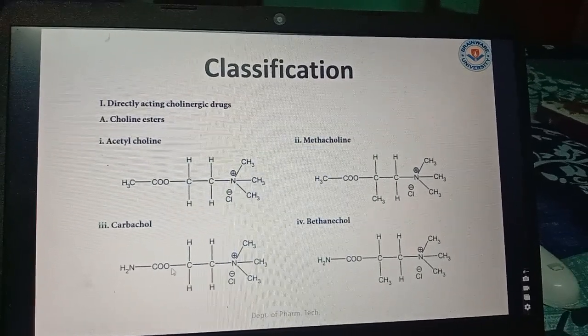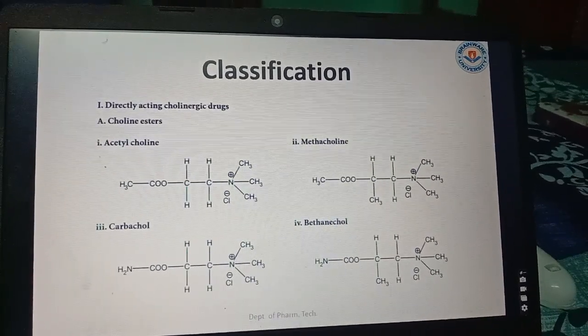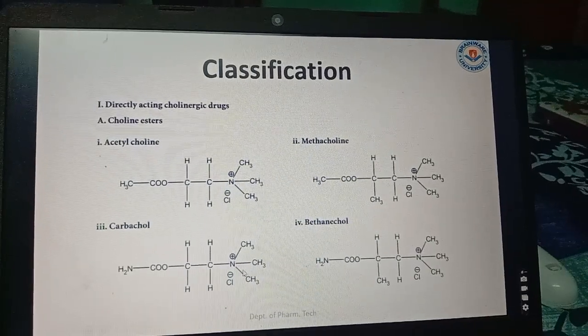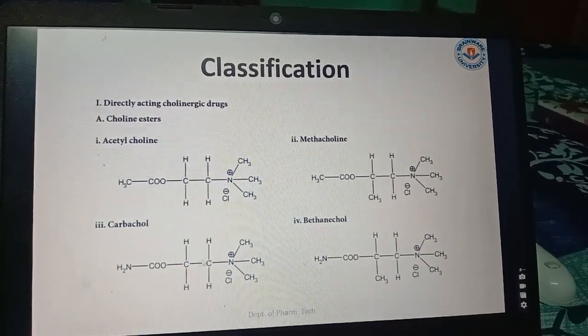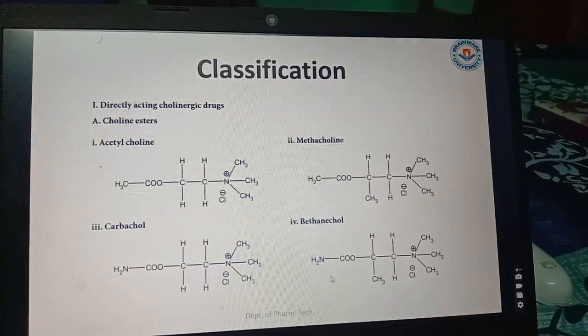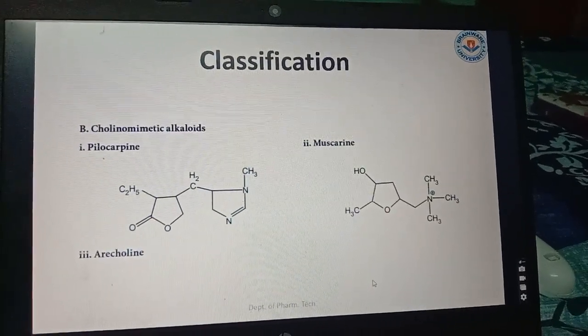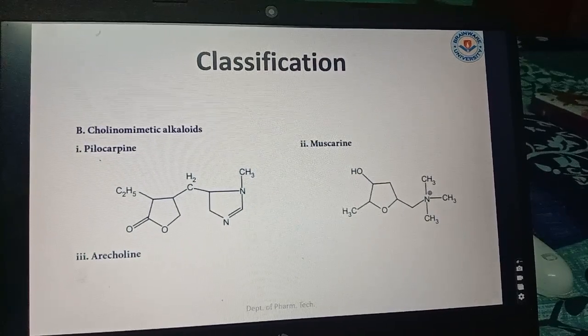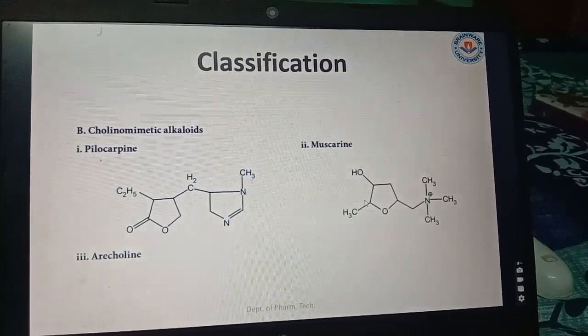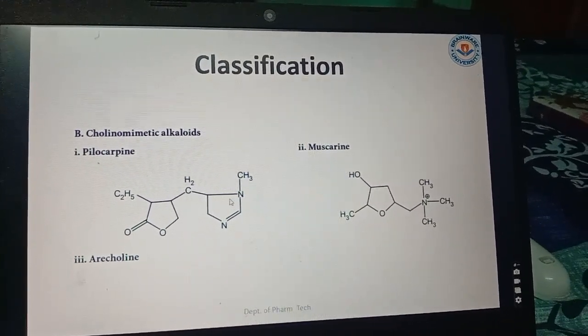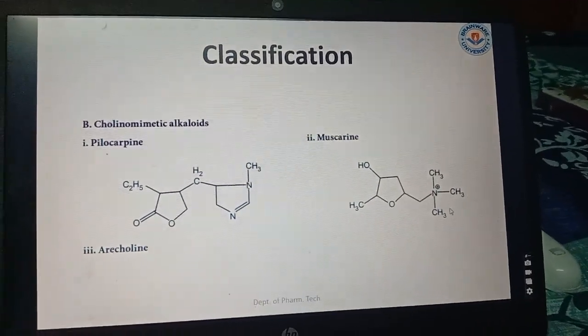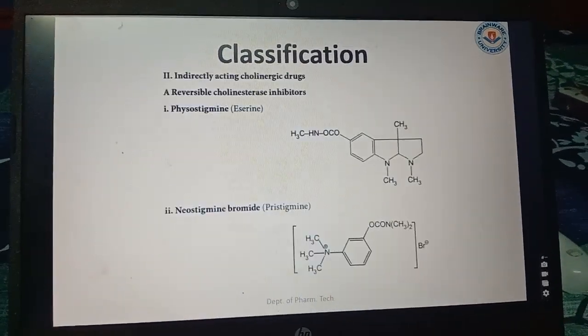Bethanechol, carbachol and bethanechol, two products are there. See the structures, chlorine is present and all the products are the same like this, where an amine group is incorporated here. Next, cholinomimetic alkaloids, pilocarpine and muscarine. These are an important natural category of drugs, which can also have action like the cholinergic drugs.